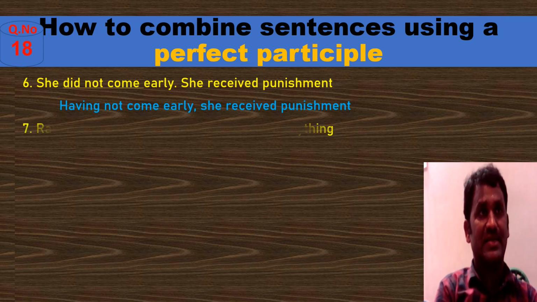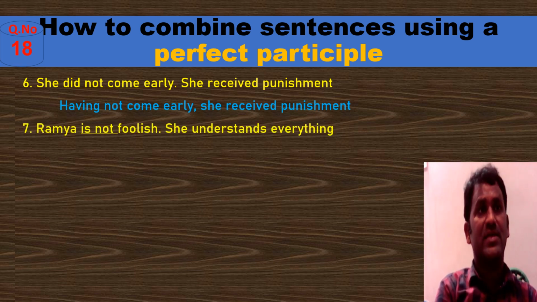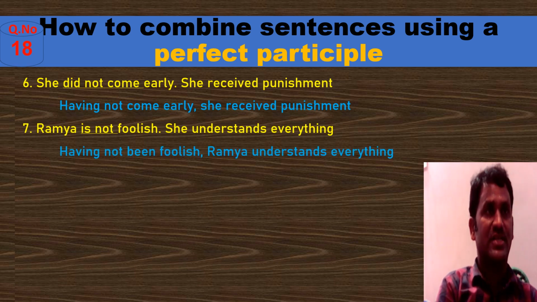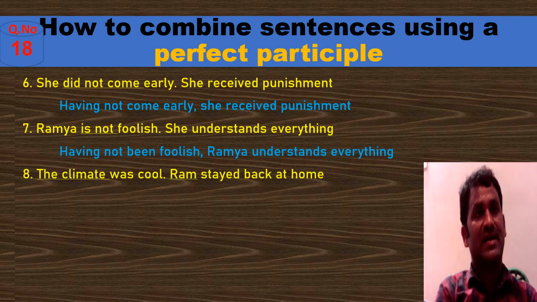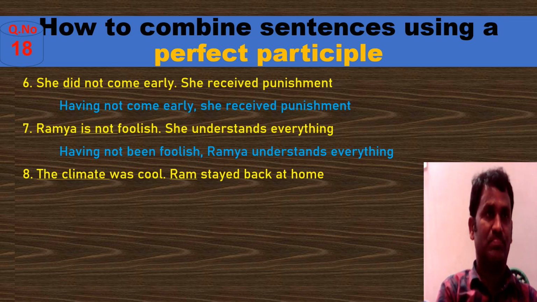Next one, let us see. Seventh one: Ramya is not foolish, she understands everything. So in the same way, not is there. So having been foolish, right? Having not been foolish, not is there. You can write not having been foolish, or you can say having not been foolish. Both are right.